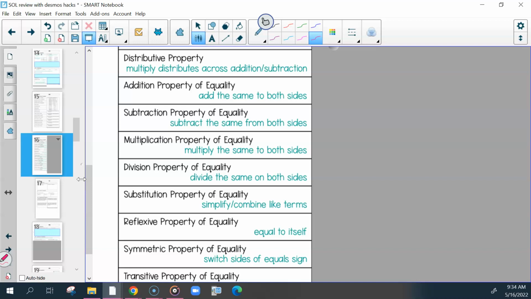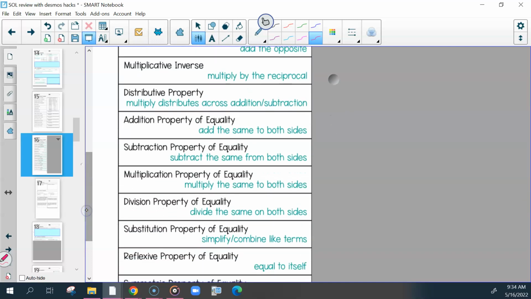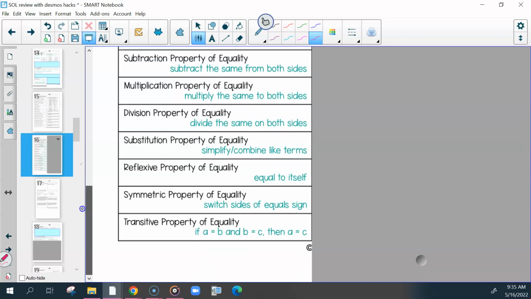Anyone need up to multiplication property of equality? Transitive is if A equals B and B equals C, then A equals C.